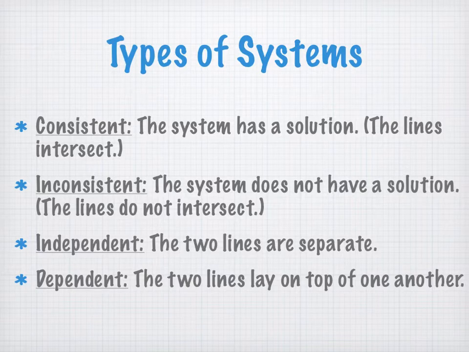There's two ways we classify systems. We classify them as being consistent or inconsistent, and then we classify them as being independent or dependent. So every system gets classified two ways.